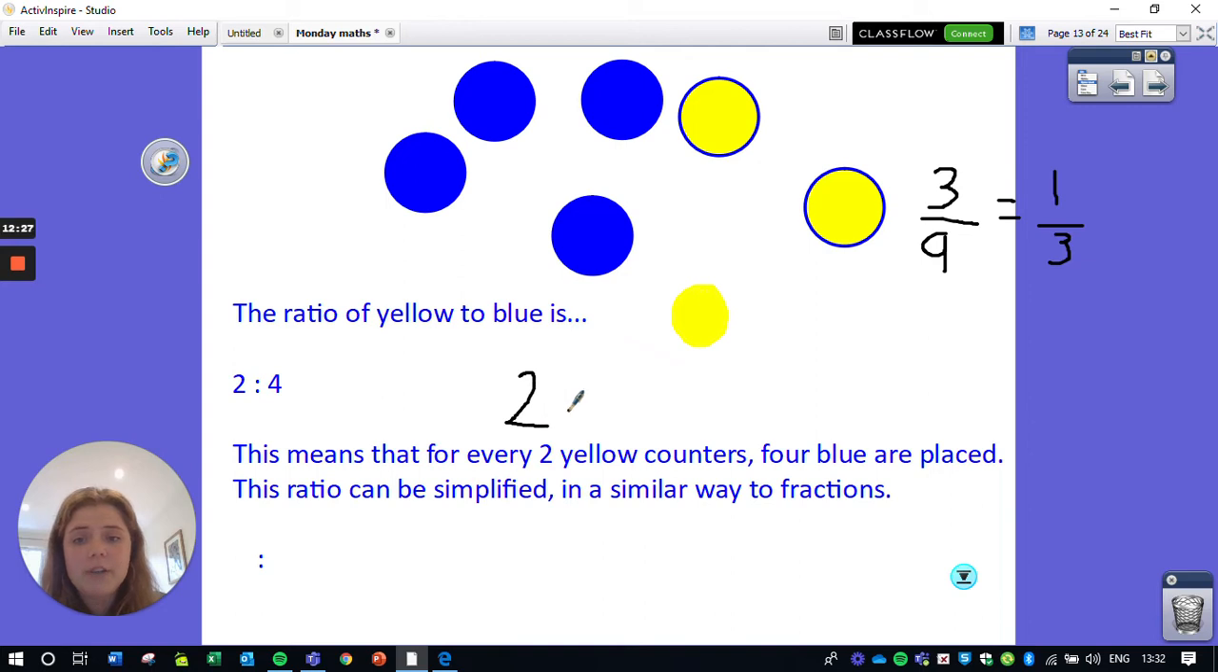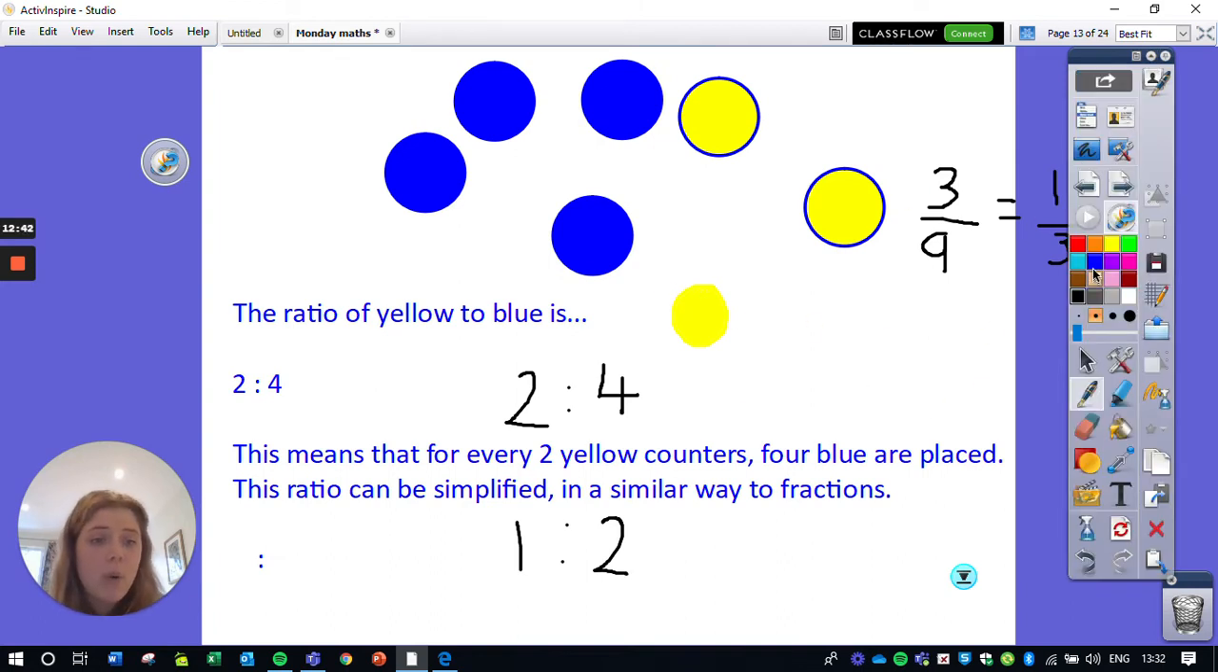My ratio of yellow to blue is 2 to 4. What number goes into both 2 and 4? I can divide both by 2. 2 divided by 2 is 1, and 4 divided by 2 is 2. My ratio now says 1 to 2. That means if I can only draw 1 yellow counter, I must draw 2 blue counters to accompany it.